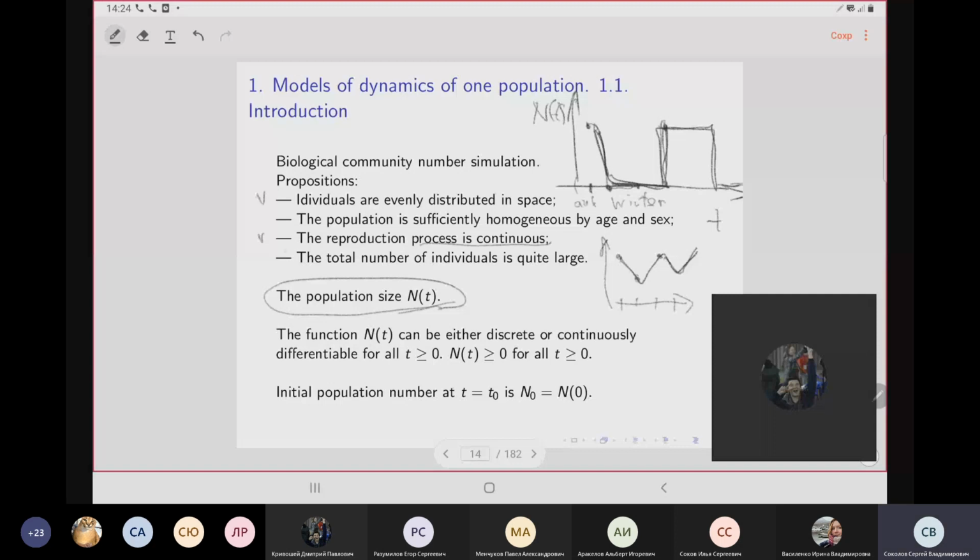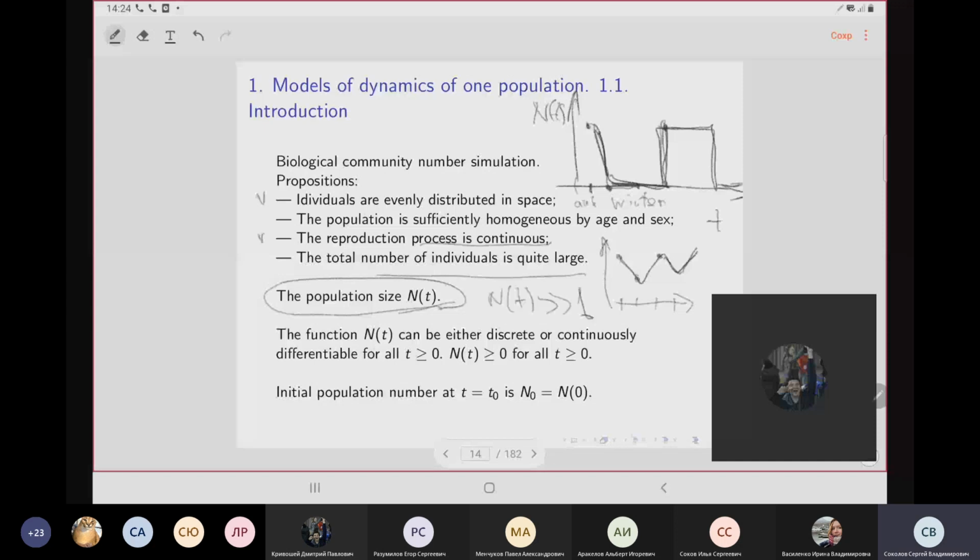And the final proposition, the total number of individuals must be quite large. So our n of t is usually much greater than 1. And if one of the species dies, it doesn't affect all the biomass of the population.